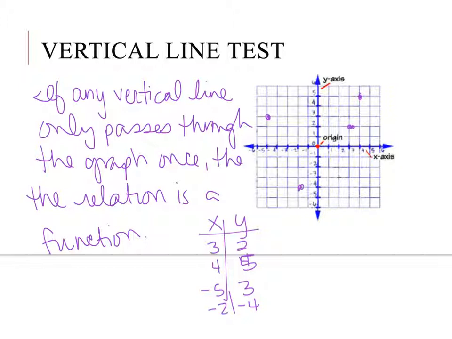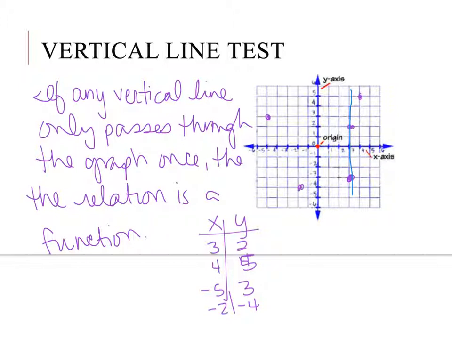So as is, this is a function. But if I come over and add another point that has an x of 3, so let's say I do 3, negative 3, then this is no longer a function, because I have this vertical line right here that's going to cross twice, and that would no longer be a function.